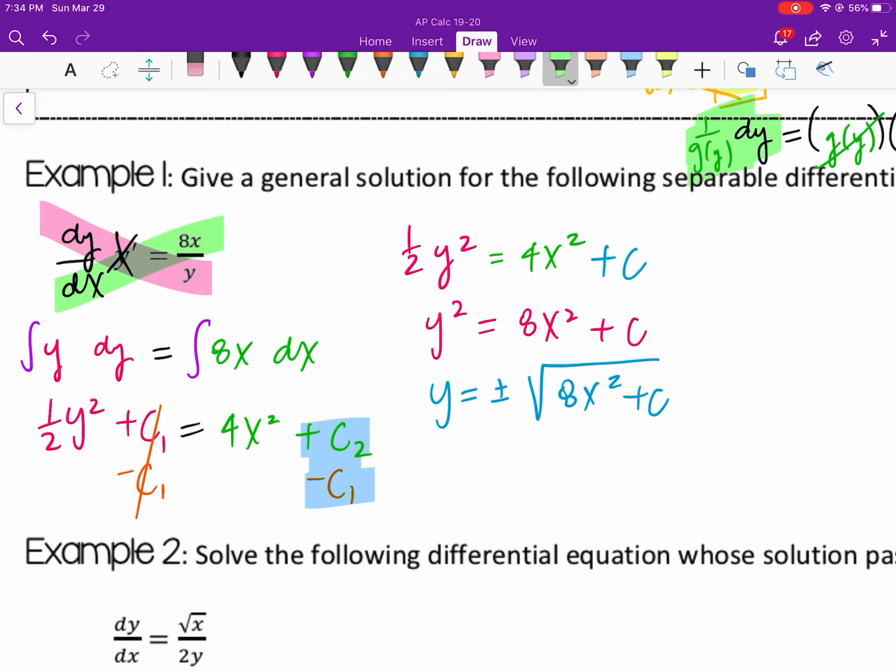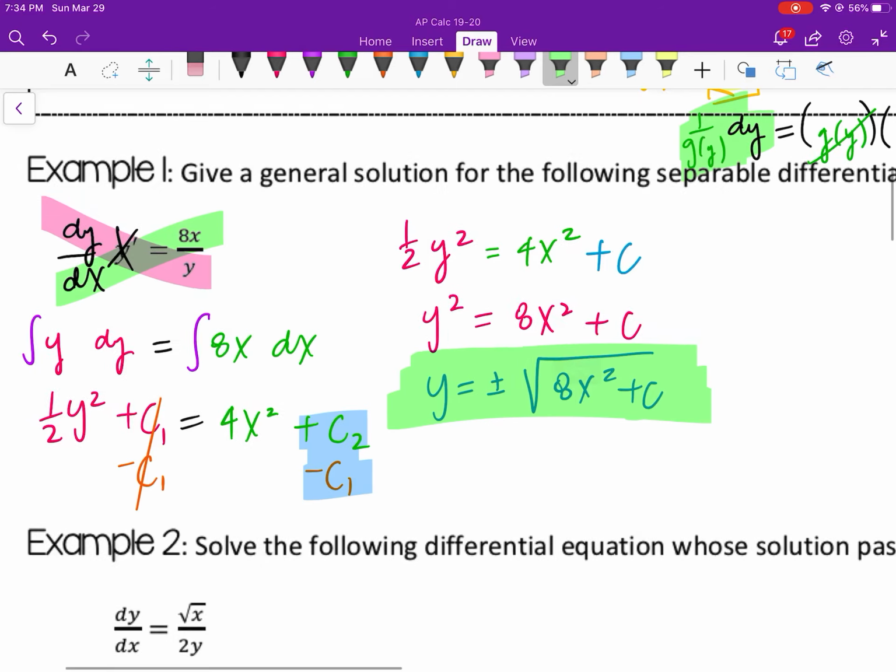I've seen that before. So the square root of a constant, yes, is another constant, but you cannot break up radicals when you're adding in between. So our final answer is just this whole big old expression.